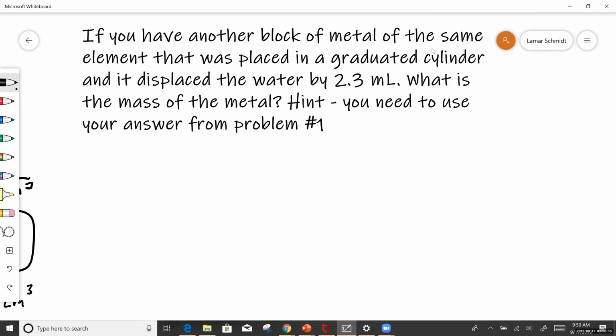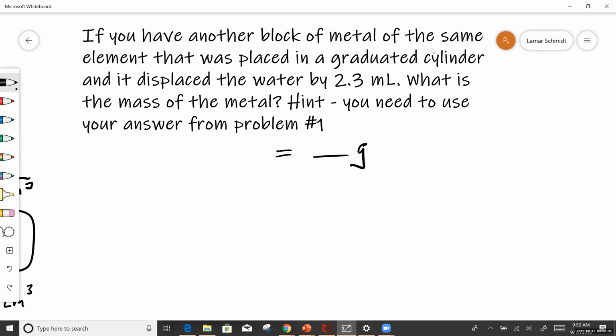Yeah, we're trying to find the mass because it says what? What is the mass? So we need to know the mass. So our problem is going to be equals blank. What's a unit of mass that we might use? Grams. So what do we know? We know the density, and what else do we know?